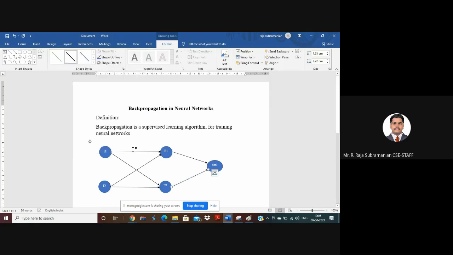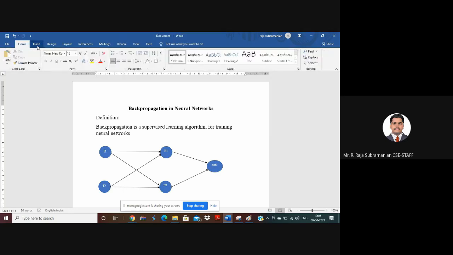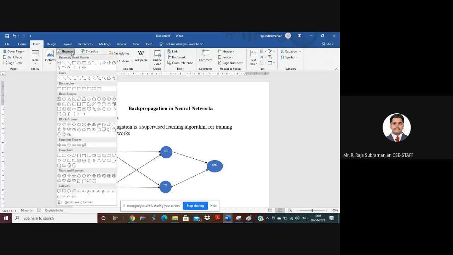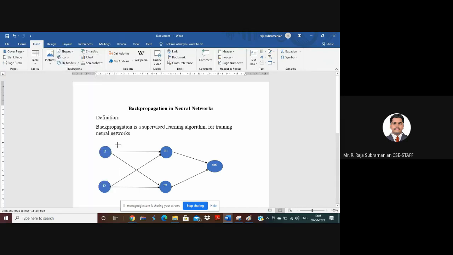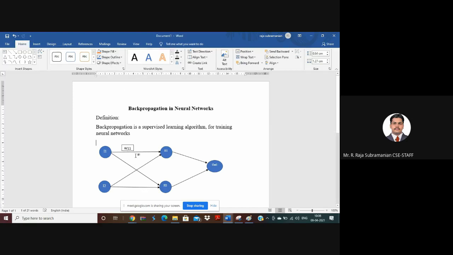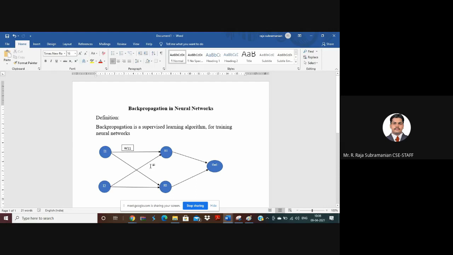In addition to these, I can also have another thing, called a weight, the hyperparameter, the actual thing which makes my output somewhat accurate. So I say this is going to be W11 because it is moving from input 1 to hidden layer 1. So I call it W11. And this will be W21.